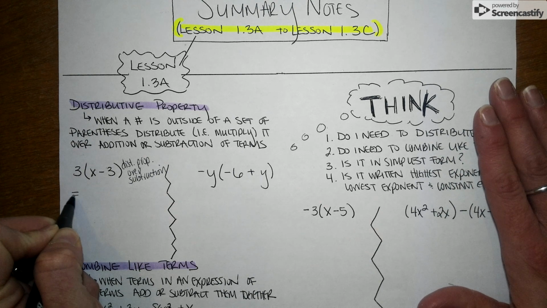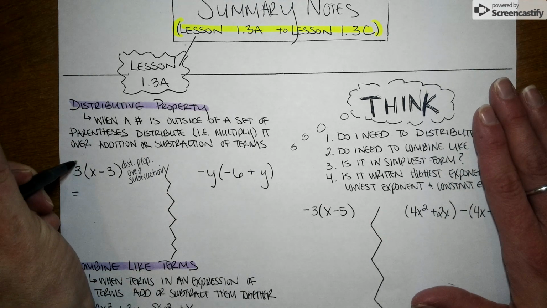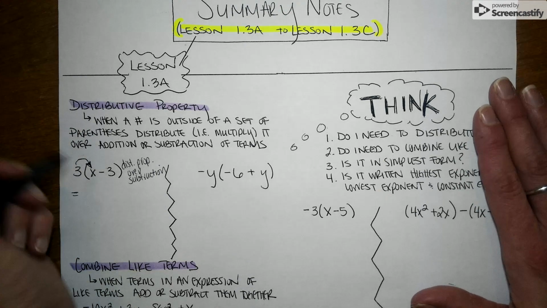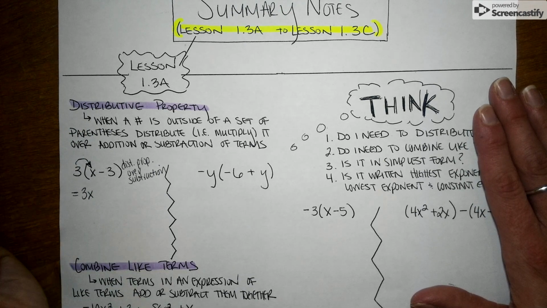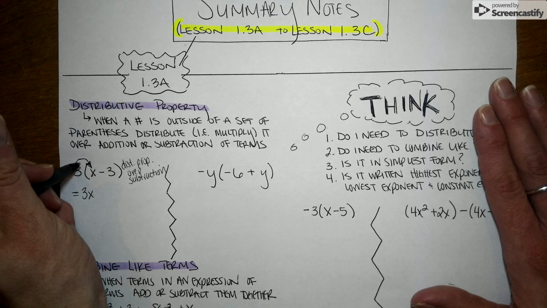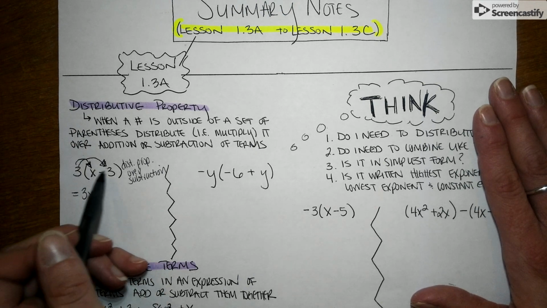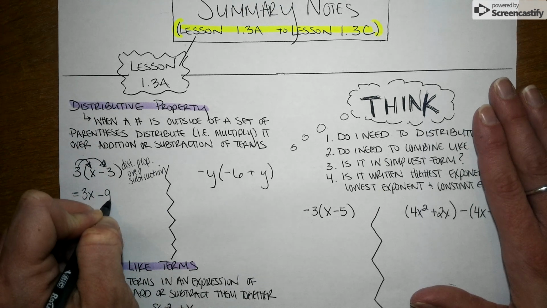So in order to carry out the distributive property, I'm going to take the 3 and multiply it by my first term, which is x. So 3 times x is 3x. And then I'm going to take my 3 and multiply it by the second term in the parentheses, which is this -3. 3 times -3 is -9.